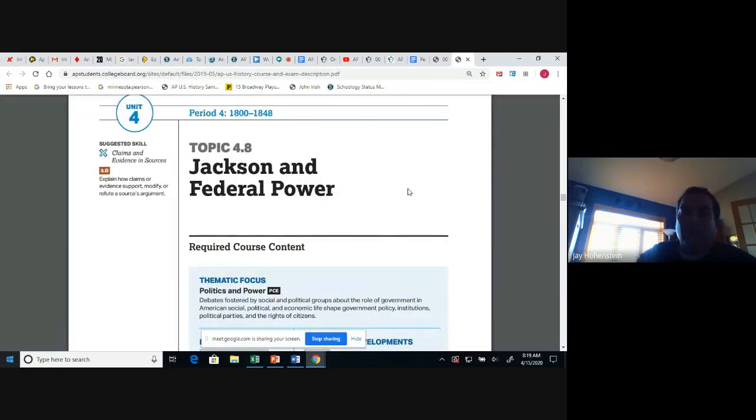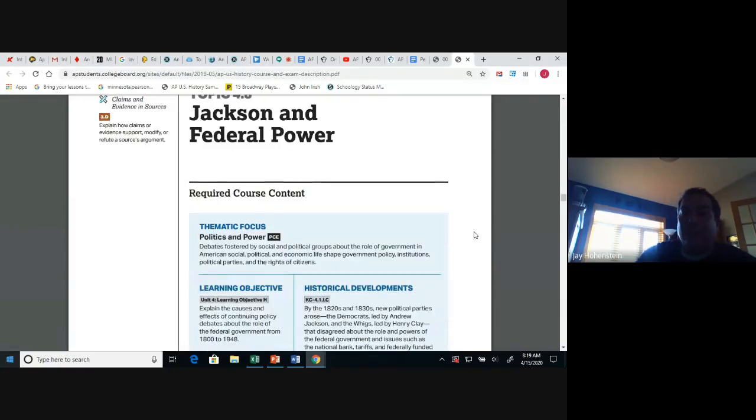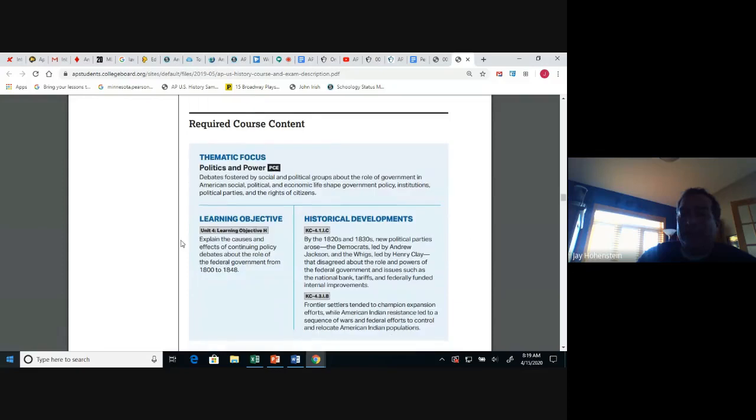What we'll find then is during the time period of the Jackson presidency, we're going to want to understand this idea, evaluate, explain the causes and effects of continuing policy debates about the role of the federal government. This debate that we have right here is one that you should be able to riff on when you get into the test coming up in the spring.